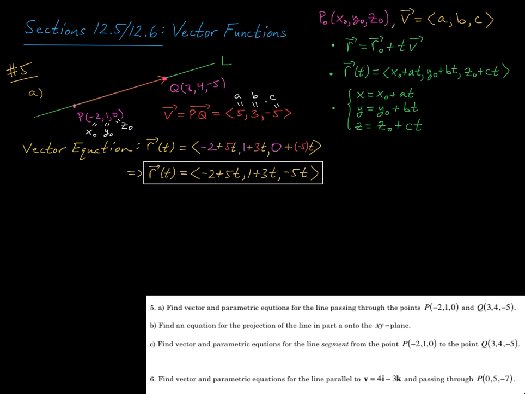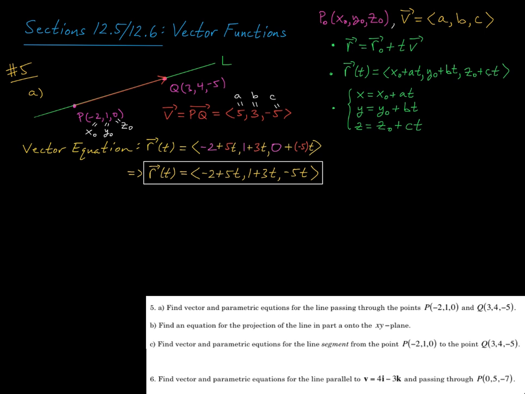Okay, so this is our A, B, and C. And then for our x0, y0, z0, well, again, you can just take your pick from the coordinates of P or Q. I'll go ahead and use P here. And so -2 is our x0, 1 is our y0, and 0 is our z0. So you put that all together, right? R of t is equal to x0 plus at, so that's -2 plus 5t. And then we have y0 plus bt, so that's 1 plus 3t.